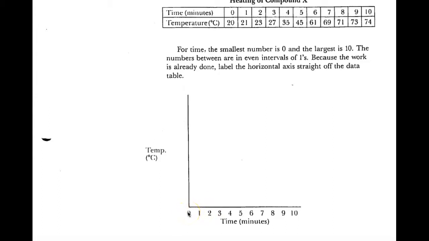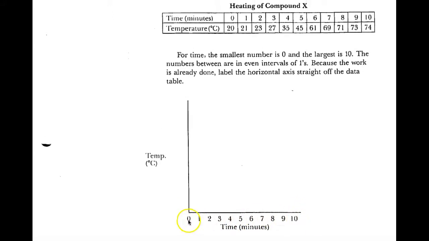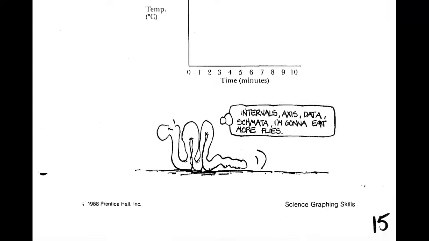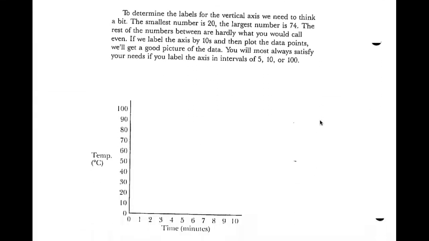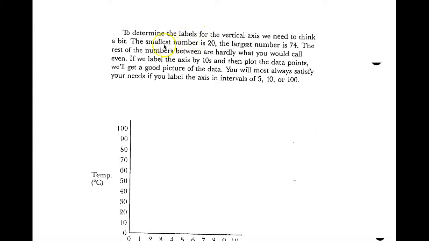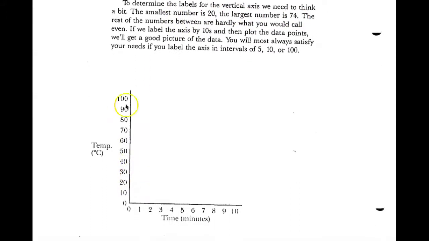So the most consistent data is going to be the one that comes across the bottom, the horizontal. So you just have 0, 1, 2, 3, 4, 5, 6, 7, 8, 9, 10, and that's what you see here. Okay, the tricky part is going to be labeling that vertical axis. Looking at your data, you always have to find that range. As you can see here, the smallest number is 20 and the largest is 74. So the rest of them are somewhere in between. My numbers on the side have to somehow fit numbers between 20 and 74.